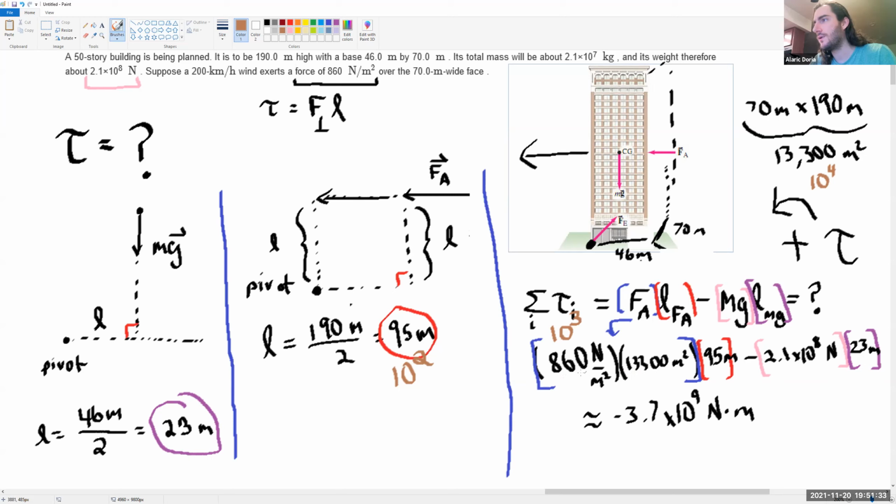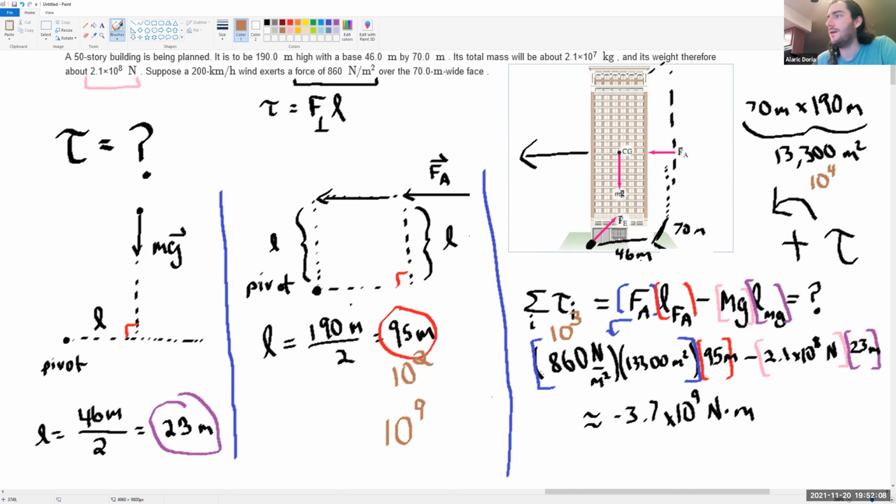Let's see, does that work out here? Yeah, I think that should be good. So the torque there due to... I'm wondering if I made... I guess it just works out this way. So the order of magnitude here for the torque due to the force FA is on the order of 10 to the 9. Okay, on the order of 10 to the 9.